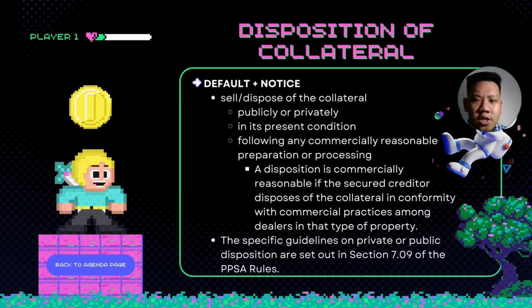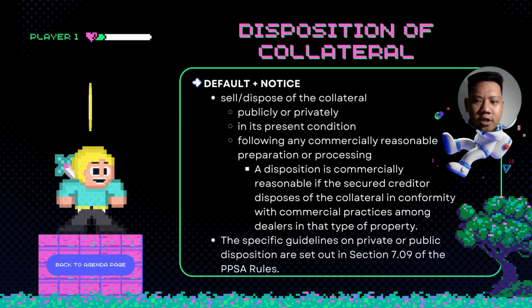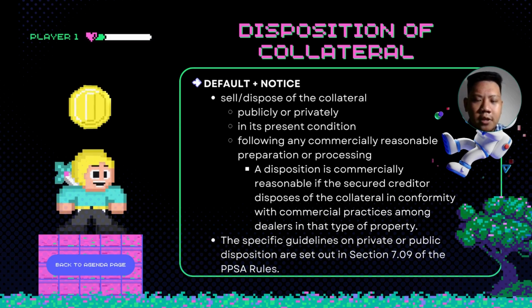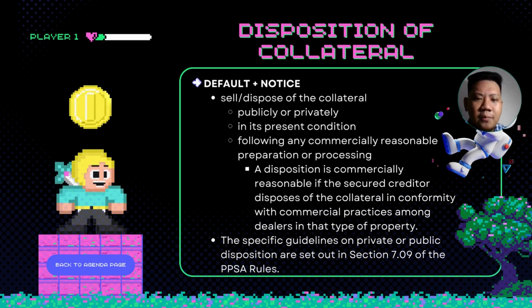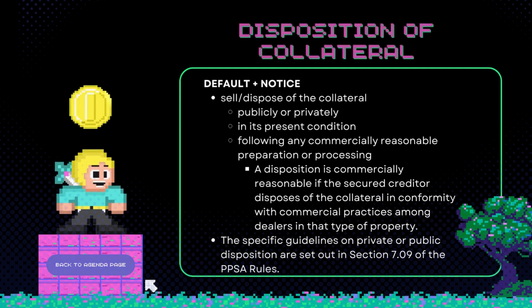A disposition is commercially reasonable if the secured creditor disposes of the collateral in conformity with commercial practices among dealers in the type of property. The specific guidelines on private or public disposition are set out in Section 7.09 of the PPSA rules.